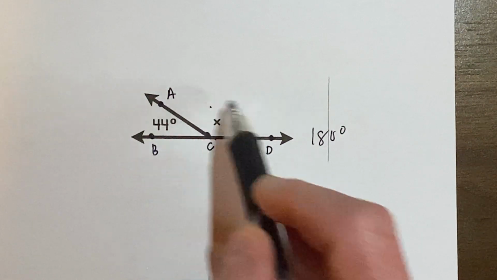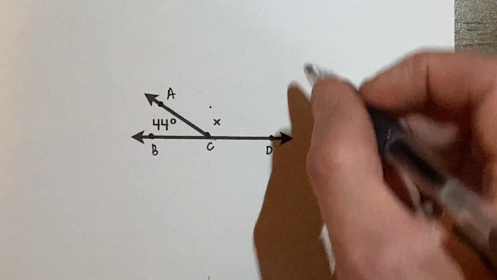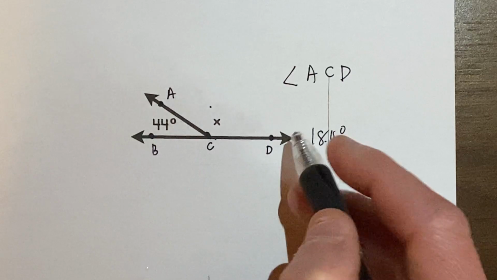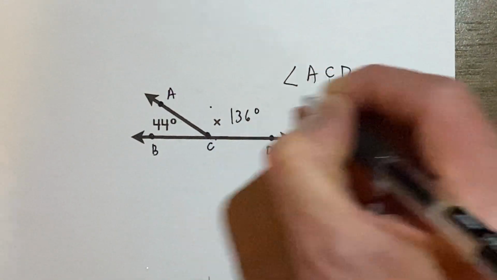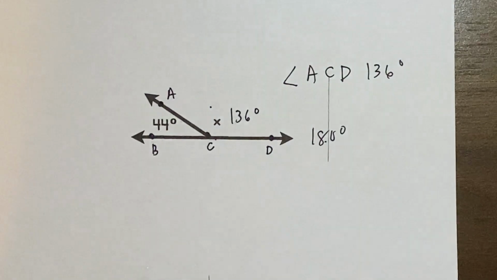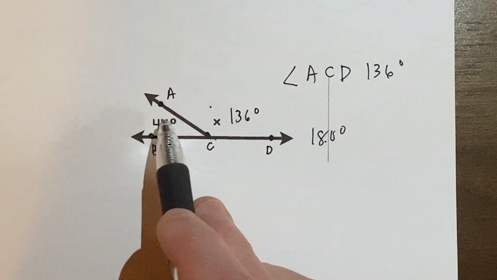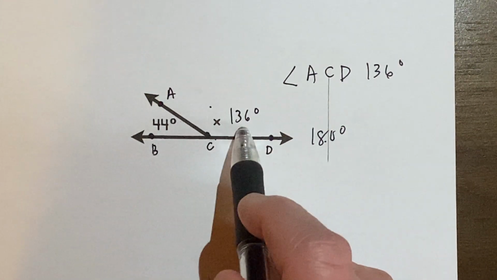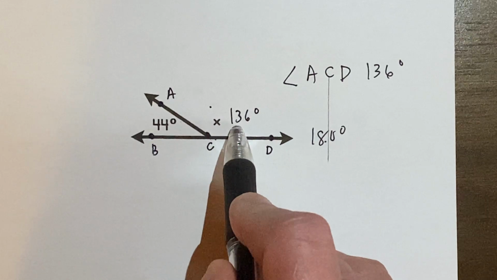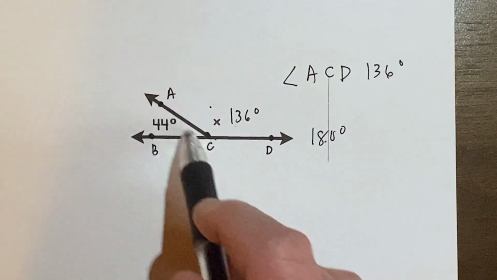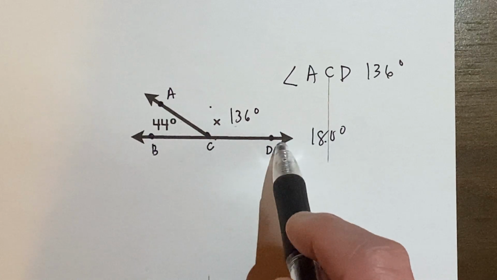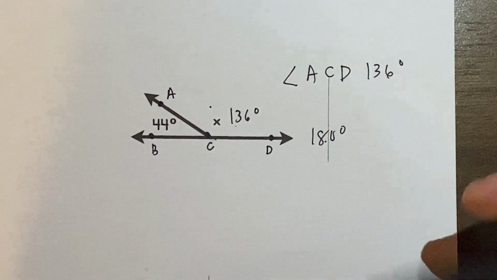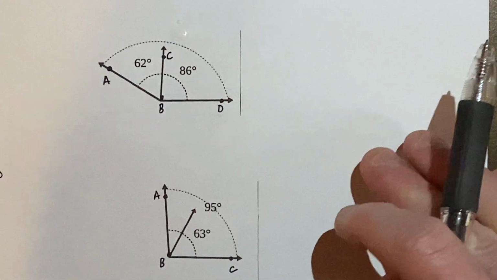136 will give me 180 degrees. So I know the angle ACD is 136, right there, 136 degrees. So 44 plus 136 would be 180 degrees, this entire thing. And that makes sense because I know that 136 is an obtuse angle, and I know that this from ACD, just looking at that angle, tells me it's obtuse because it's greater than a right, which would be more than 90.